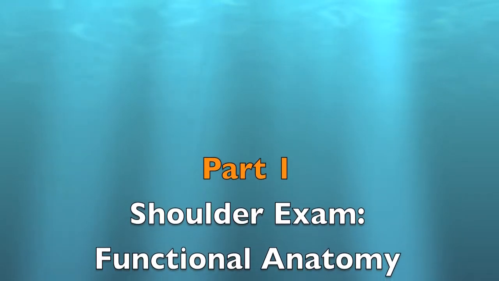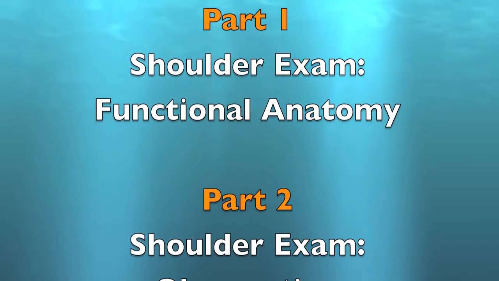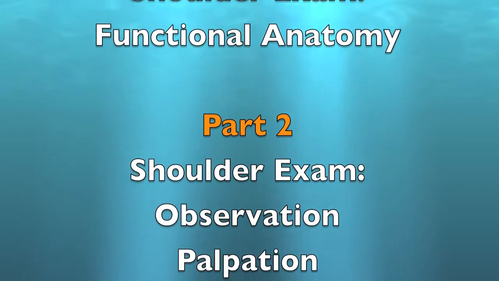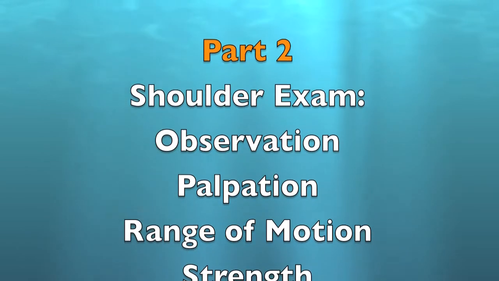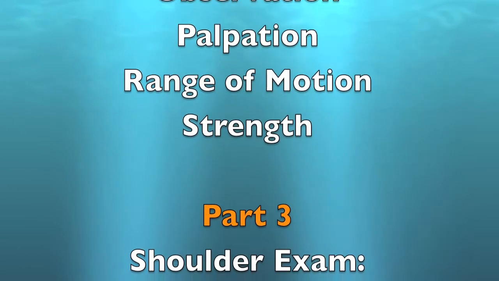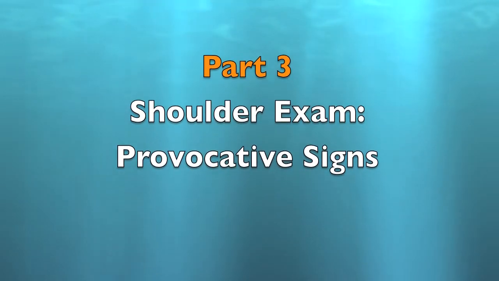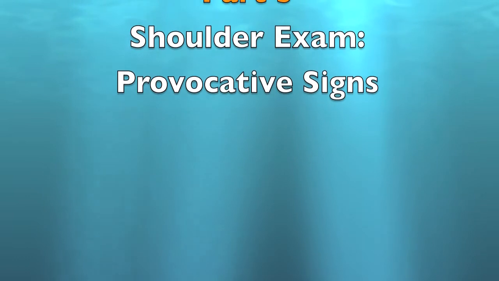This video is the second of a three-part series on the shoulder exam. Part 1 covered functional shoulder anatomy. Part 2 includes the first 4 steps of the shoulder exam: observation, palpation, range of motion, and strength testing. Finally, provocative tests will be covered in Part 3 of our shoulder exam series.